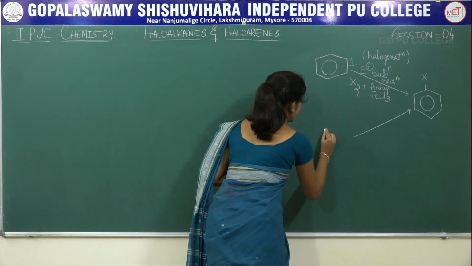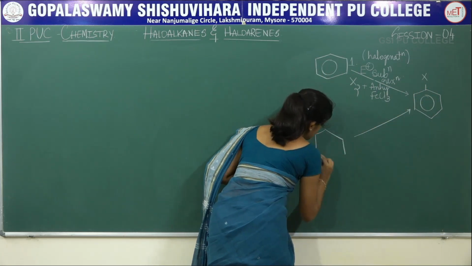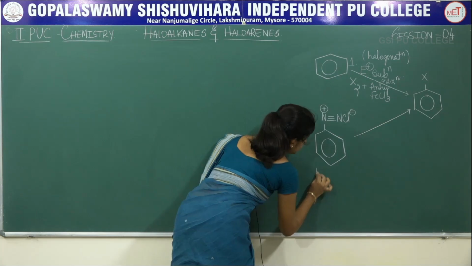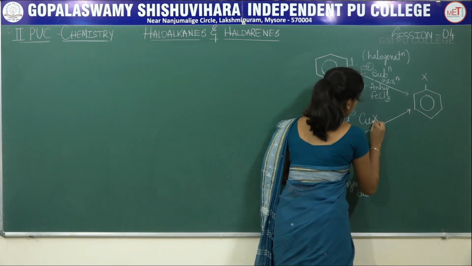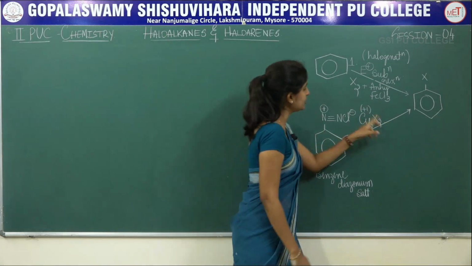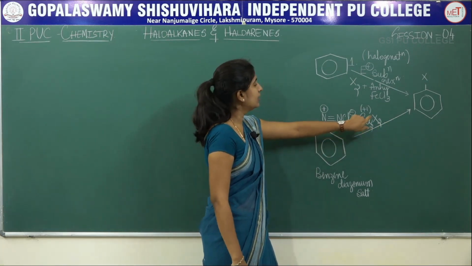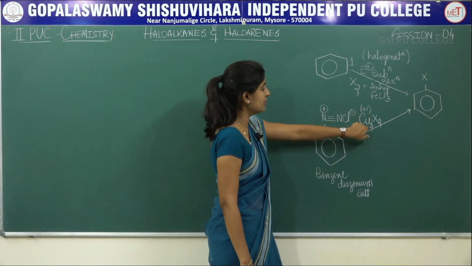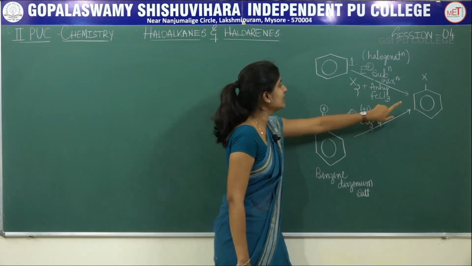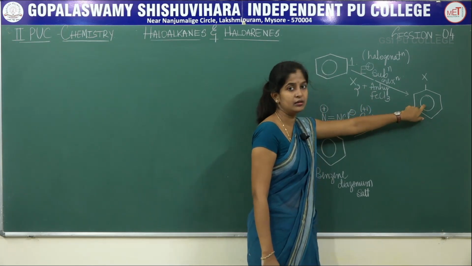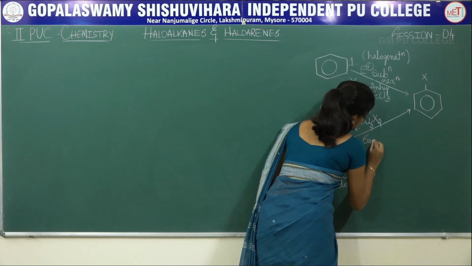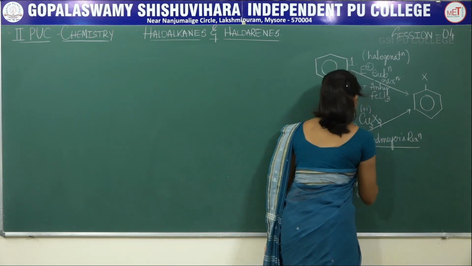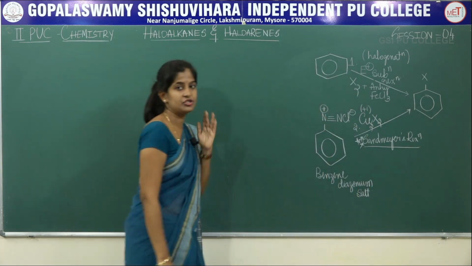The second method is from diazonium salts. This is your benzene diazonium salt. Upon reaction with copper salt, cuprous salt, which means that the oxidation number of this copper here is +1, you get this haloarene as your product, and this reaction is known as Sandmeyer's reaction, a very important reaction in your board level as well as your CET.